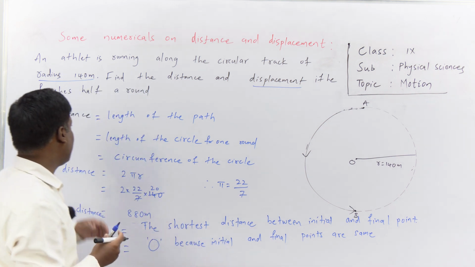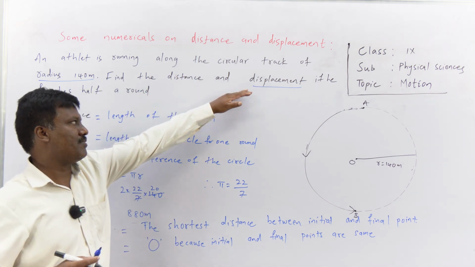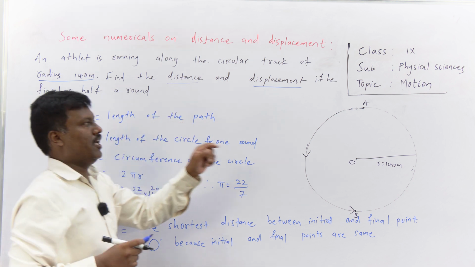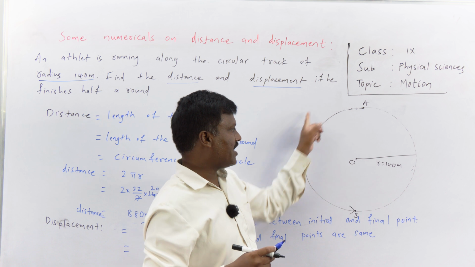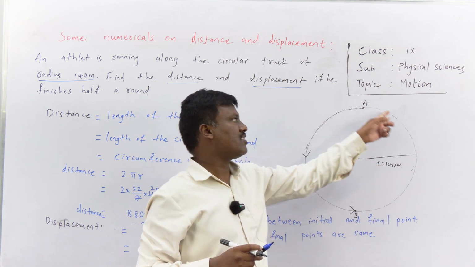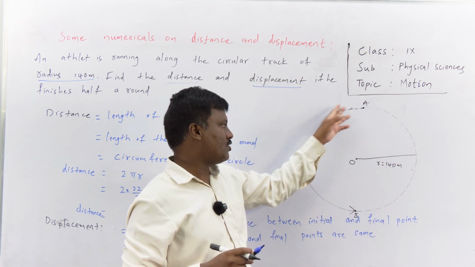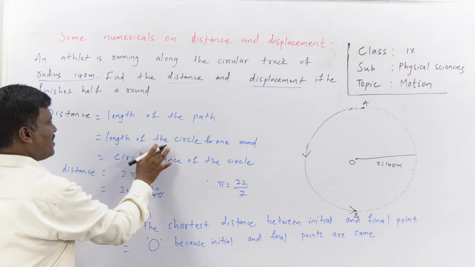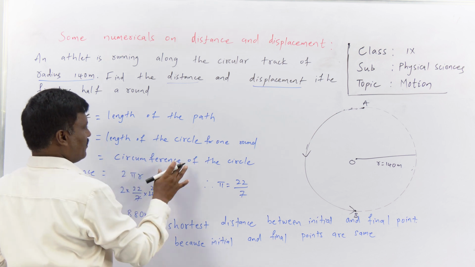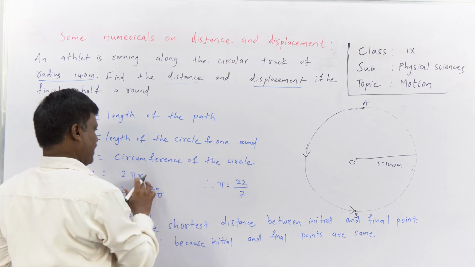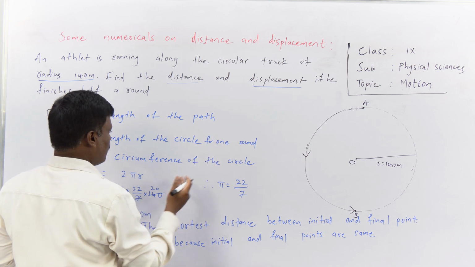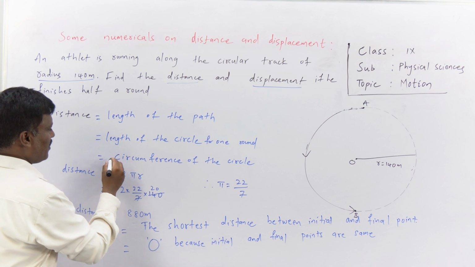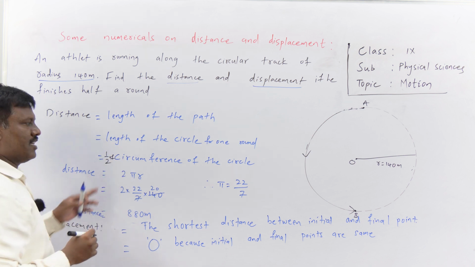Now we have to calculate the distance as well as the displacement. First we calculate the distance. What is distance? The length of the path. How is the path? The path is circular. But has he finished a complete circle? No. He finished only a semicircle, half of the circle. So the length of the circumference for one round is 2 pi r. For half a round, it is half of 2 pi r, that means half of the circumference of the circle.